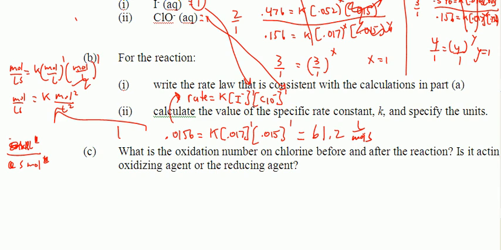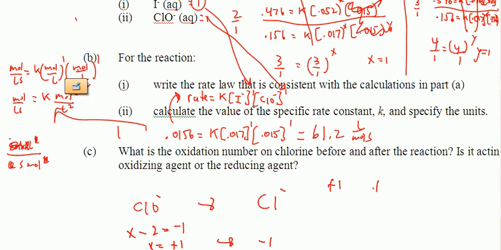What is the oxidation number of chlorine before and chlorine after? So it goes from ClO minus to Cl minus. So in this case, x minus 2 equals minus 1. So in this case, x must be plus 1. And in this case, it's minus 1. So it goes from plus 1 to minus 1. It's reduced. So it's the oxidizing agent.